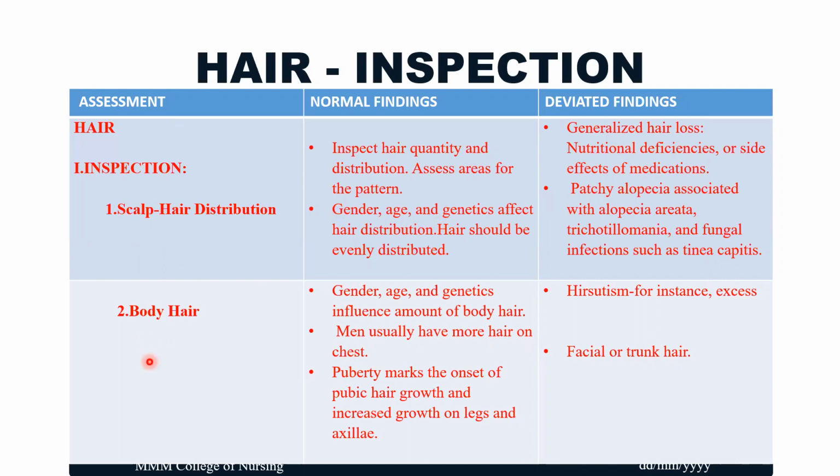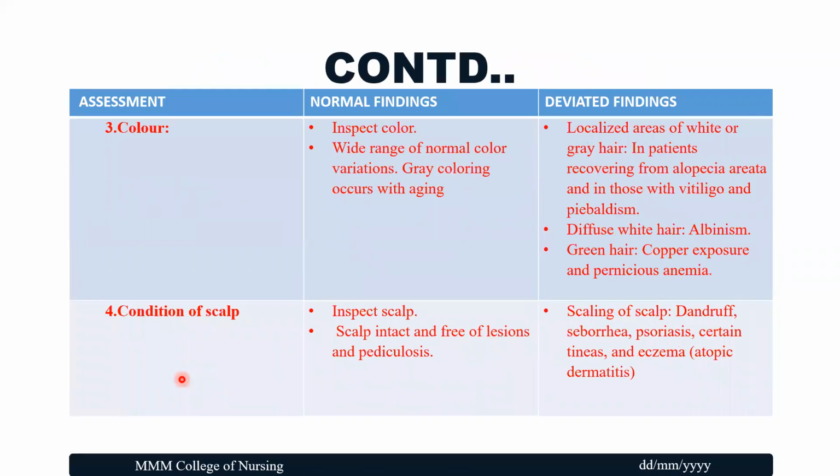When it comes to body hair, first is scalp hair, and the second is body hair. Under body hair distribution, men will usually have more hair on the chest, whereas women will develop hair growth in the pubic region and increased growth on the legs and axilla after puberty. What are the deviated findings? Hirsutism, for instance, is excess hair growth, with more facial or trunk hair. This should be inspected in the hair. Moving on to the color. Inspect the color.